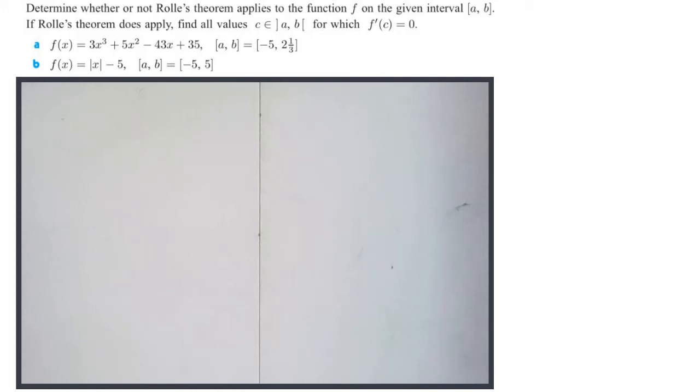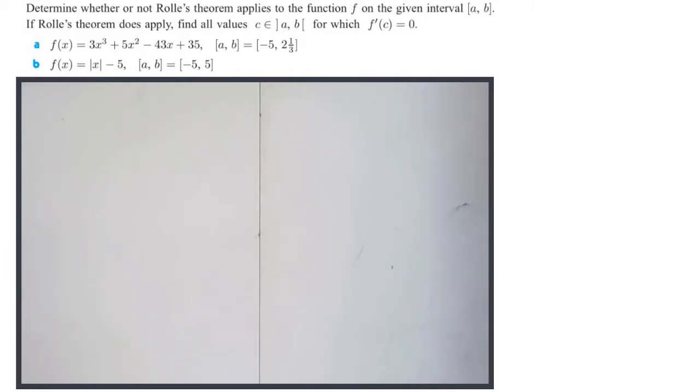Determine whether or not Rolle's theorem applies to the function f on the given closed interval between a and b. If Rolle's theorem does apply, find all values c within the open interval between a and b for which f dash c equals 0. Right, and you've been given two functions.